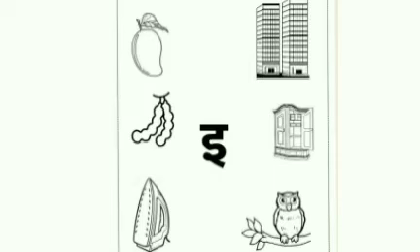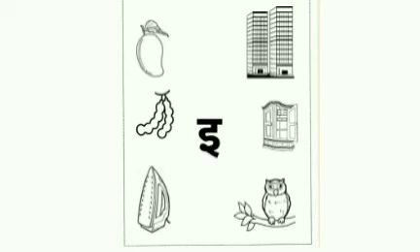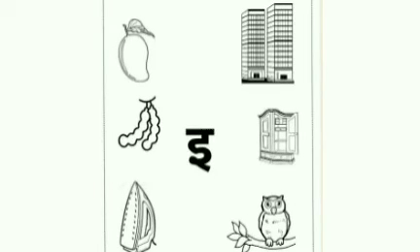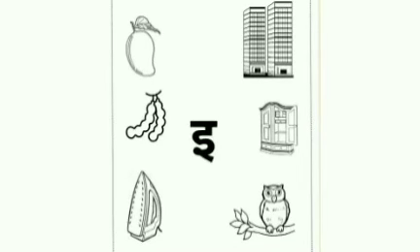U se ullu, you will not match. A se almari, you will not match. Then E se imarat, again this also you will match with Swar E. So children, now you understood the worksheet and you know various things which start with Swar E. So you will easily be able to do the worksheet on your own.